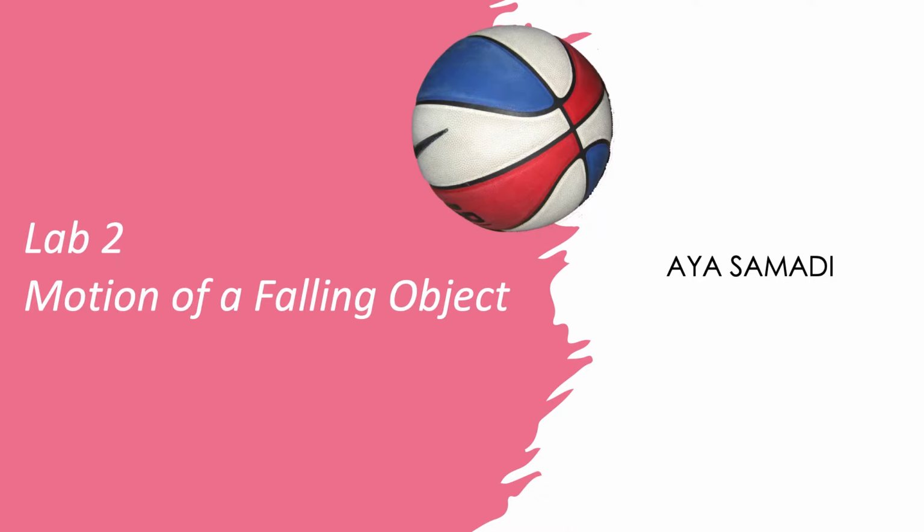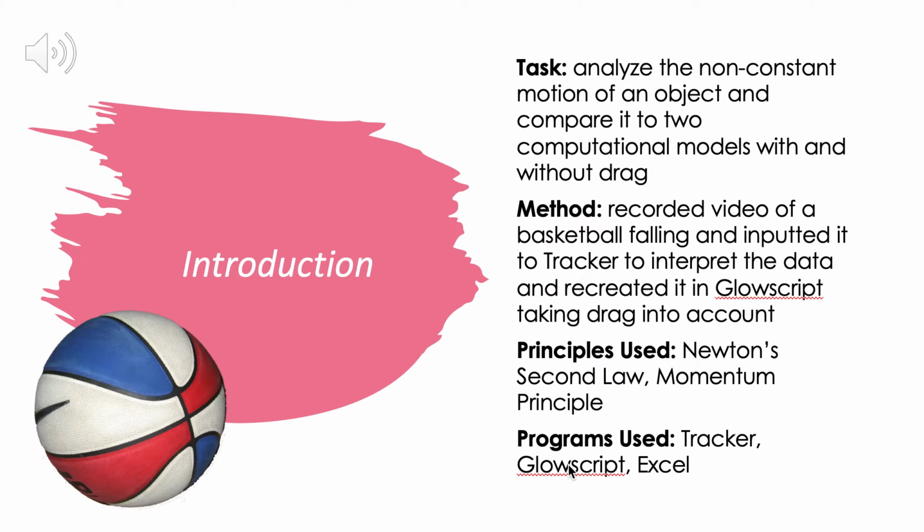On motion of a falling object for lab 2. I chose a basketball, and our general task was to analyze the non-constant motion of an object and compare it with two computational models, one taking into account drag and the other without drag.